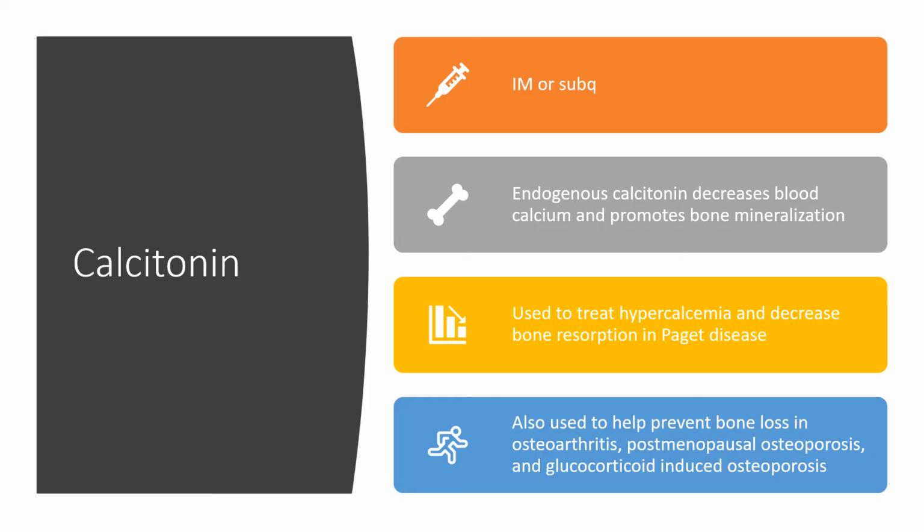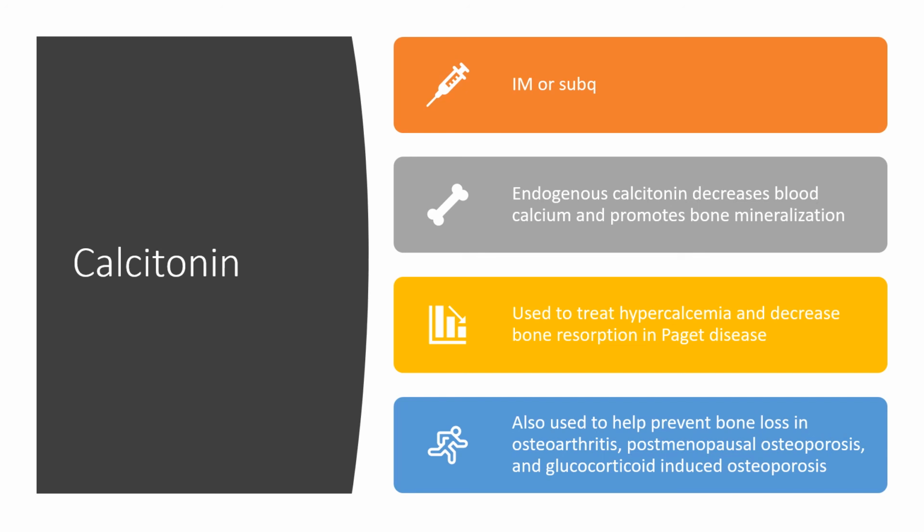And now we move into calcitonin, which can be given intramuscularly or subcutaneously. And endogenous calcitonin decreases blood calcium and promotes bone mineralization. So please note that calcitonin and plasma calcium are antagonists. When one goes up, the other goes down, and they work just like the other things we talked about with physiological balance, for instance, insulin and glucagon, how they go up and down as well.